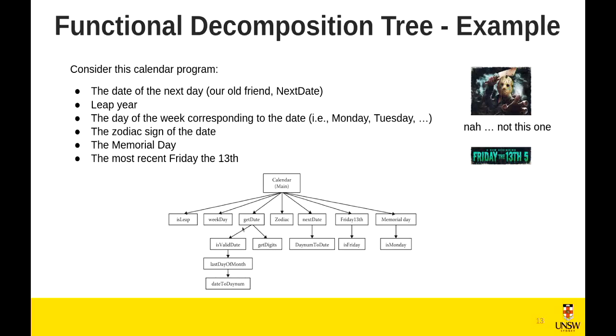For example, here we may further decompose the getDate function into isValidDate or getDigits from the user input. For the next date, we may need to consider the function of converting the number of a day into an actual date. For the Friday the 13th functionality, we may need a functionality of checking whether a day is a Friday or not. And for memorial date, in this example, it considers whether that day is a Monday or not.